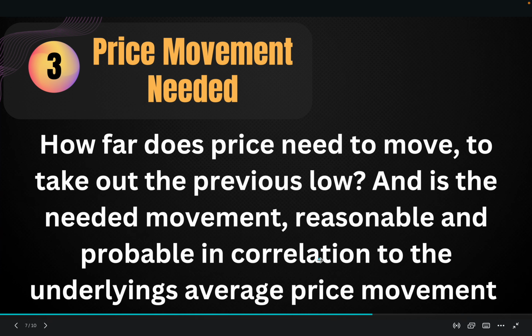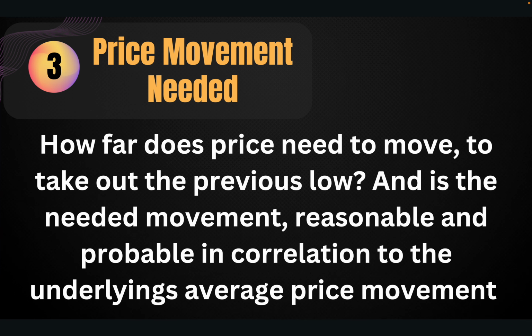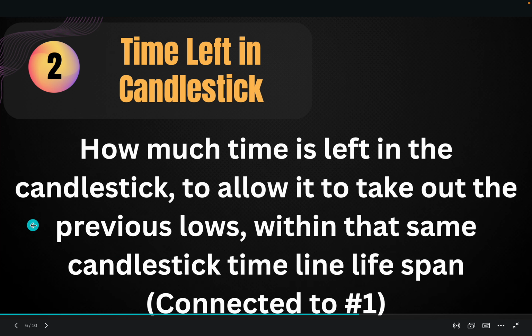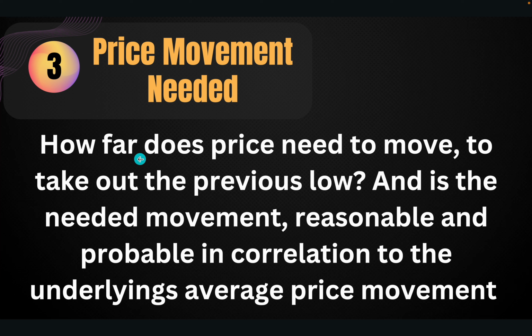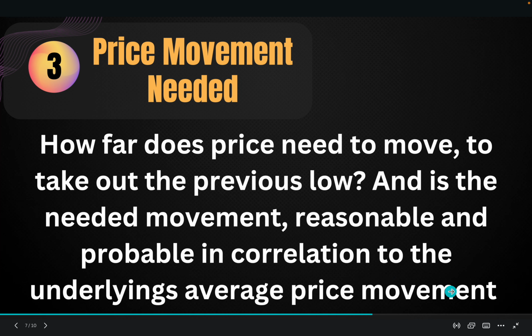So number 3 is going to be price movement needed. And so this one, sometimes this one can be by itself too, because sometimes this one can be out of touch with the last 2. But if we don't do number 1, I really wouldn't do it. But price movement needed means how far does price need to move to take out the previous low or high? And is the needed movement reasonable and probable in correlation to the underlying's average price movement?